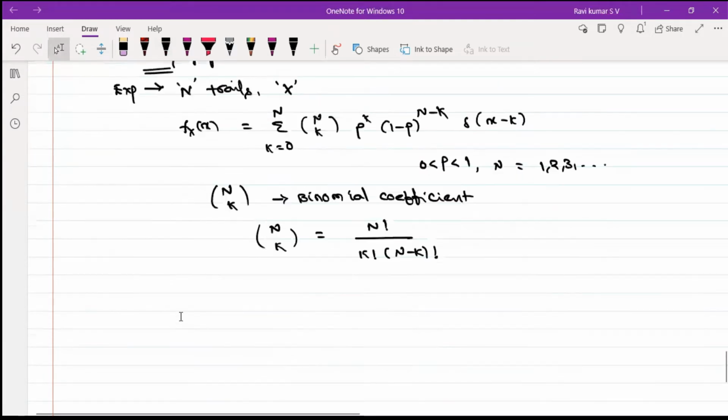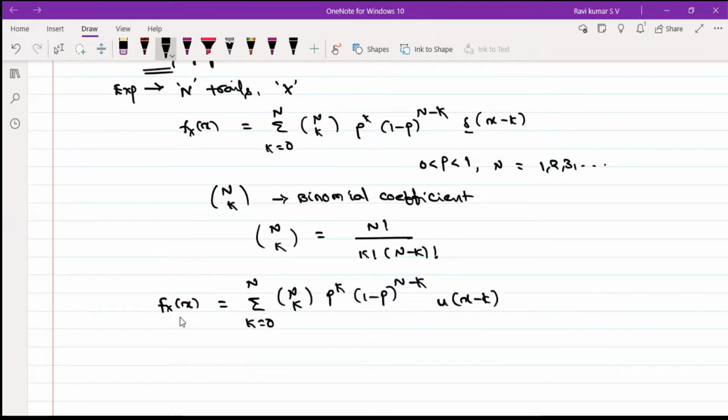Now if you take the distribution function, I can simply replace δ by the unit step signal, that is u(x − k). So the binomial distribution function is represented as F_X(x) = sum from k = 0 to n of (n choose k) p^k (1 − p)^(n − k) u(x − k). This is the function. And where can we use this binomial density function or binomial distribution function?